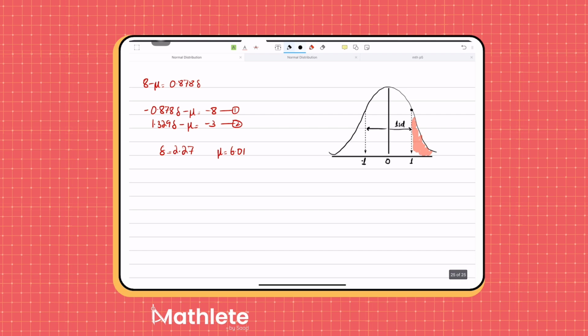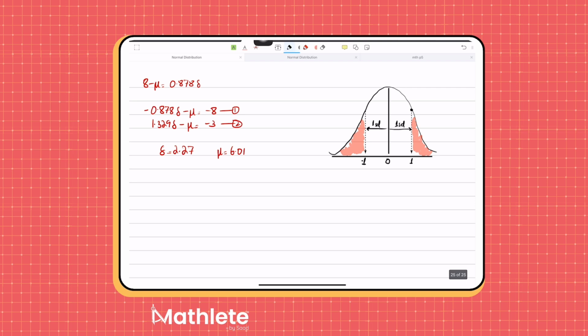How far away is this from the mean? How many standard deviations away do we find this from the mean? Sir, -1. Okay, how many standard deviations? We don't say -1 standard deviation, we say 1 standard deviation. So this also is 1 standard deviation away from the mean. That means this area is representing the probability of the values being more than 1 standard deviation away from the mean. So it's not just this, it's this as well as this.